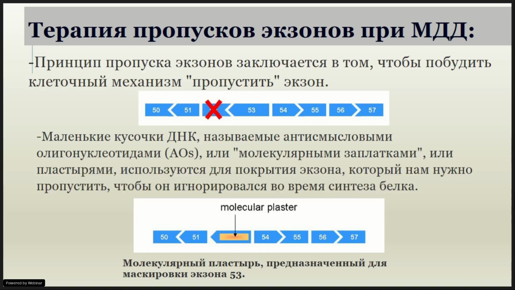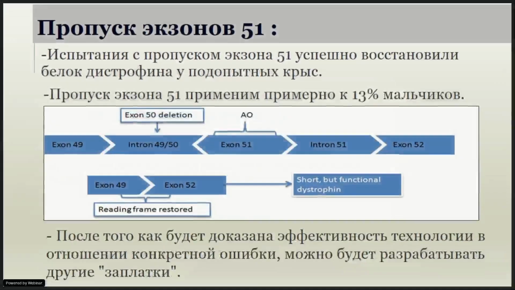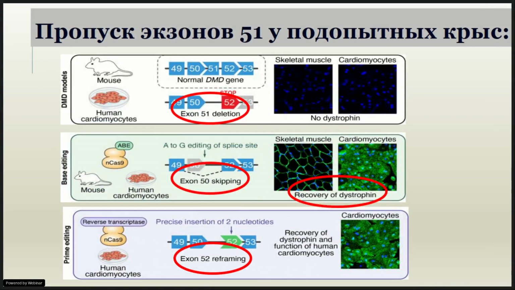The principle of exon skipping here is to encourage the cellular mechanism to skip over an exon. Can you see here? This is the exon which is deleted. So we have to encourage the production of protein through skipping this exon. We're gonna put a small piece, a patch or plaster called antisense oligonucleotide, over this gene, and they're gonna translate the whole protein and make the production of protein, skipping this missing part through a molecular plaster or a molecular patch.